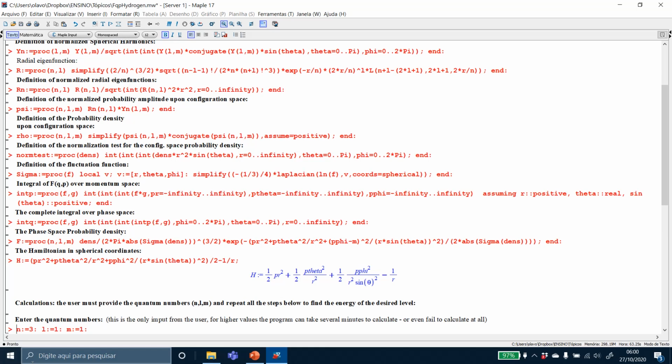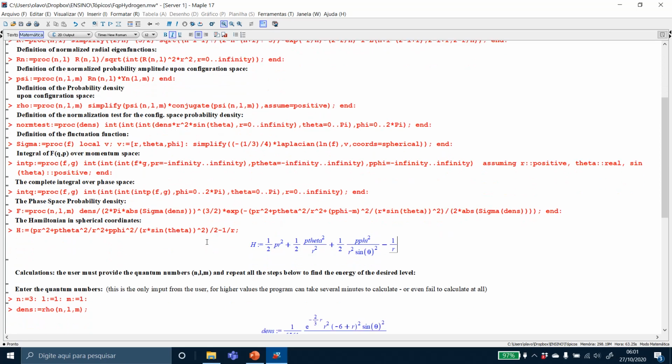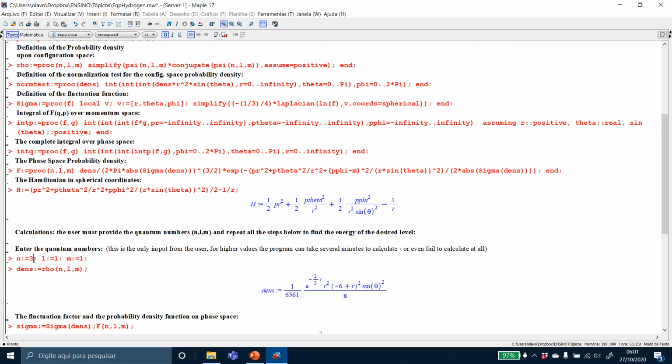And of course, this is the Hamiltonian function of the hydrogen atom problem. P r is the radial momentum, P theta is the angular momentum with respect to theta, and P phi is the azimuthal angular momentum. So we can calculate, for a number of states, for instance, the energy of the hydrogen atom. Let's see the ground state first.